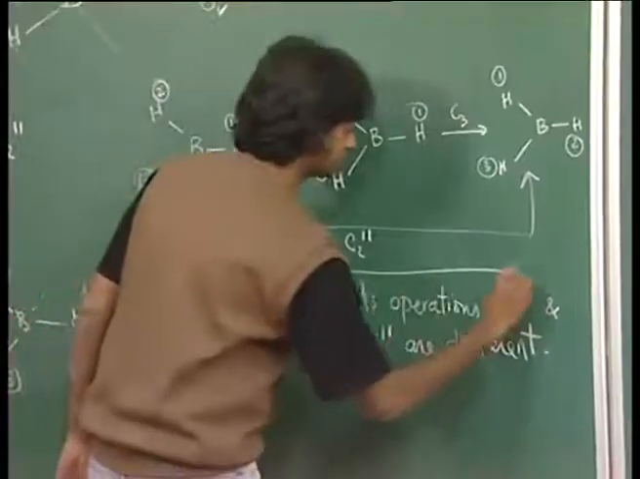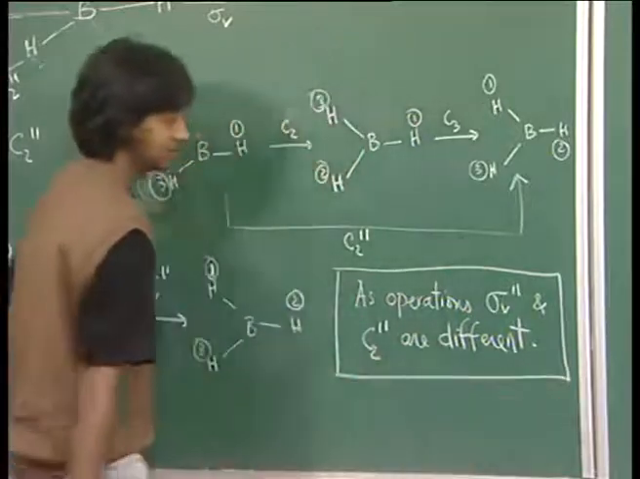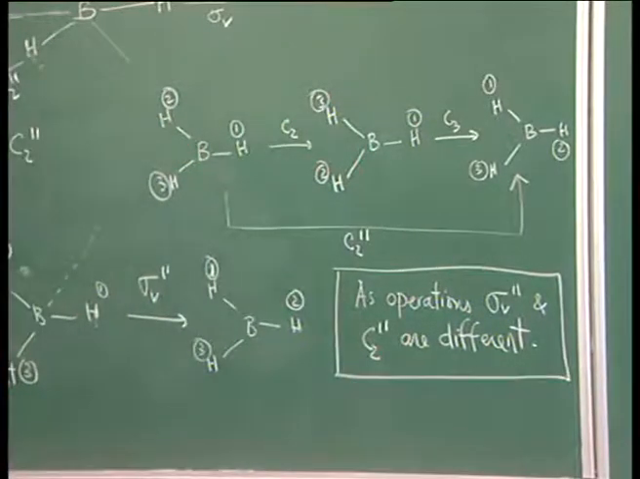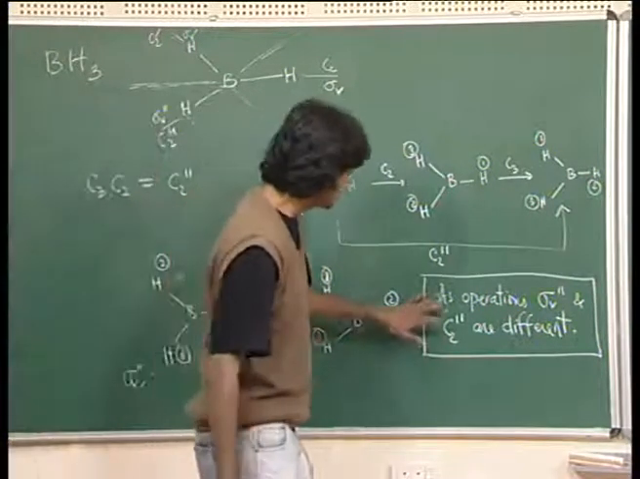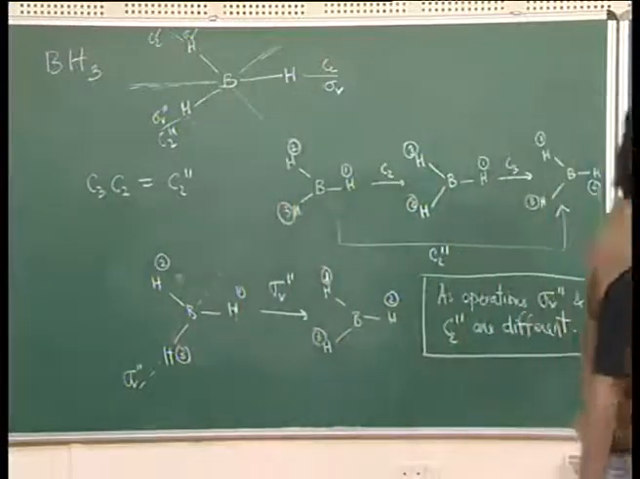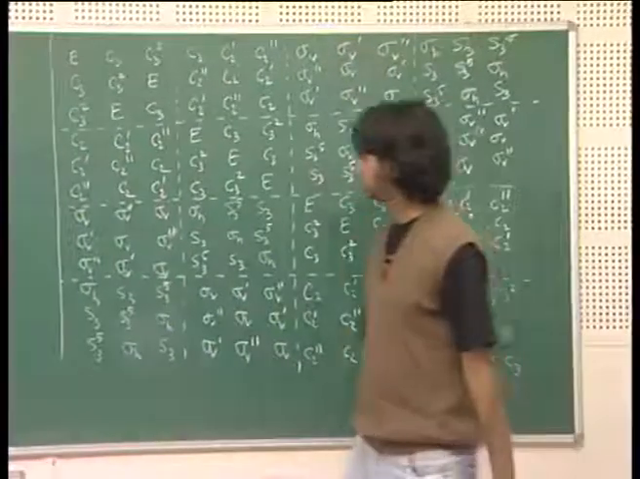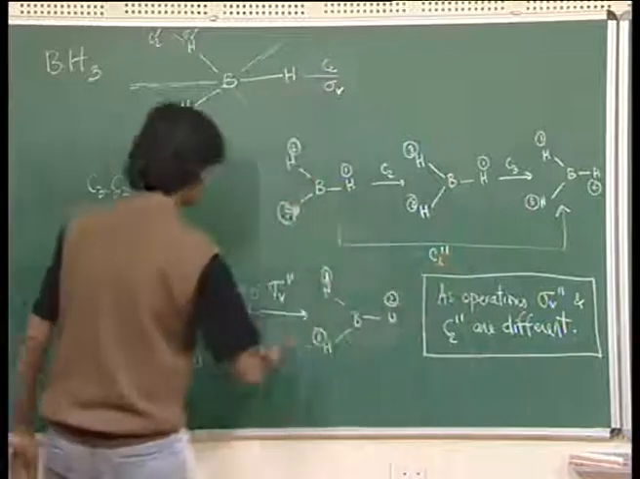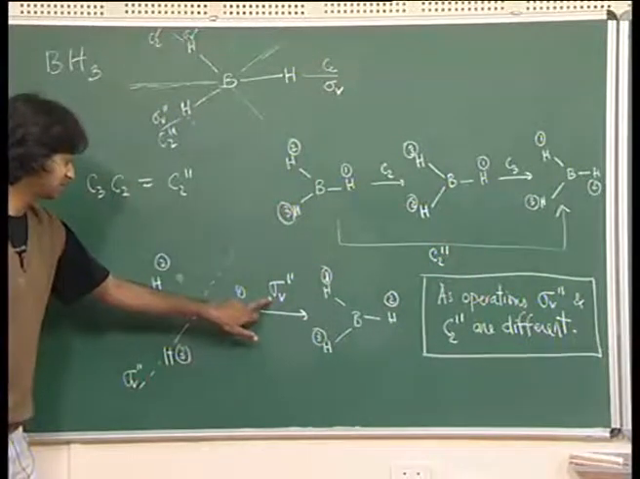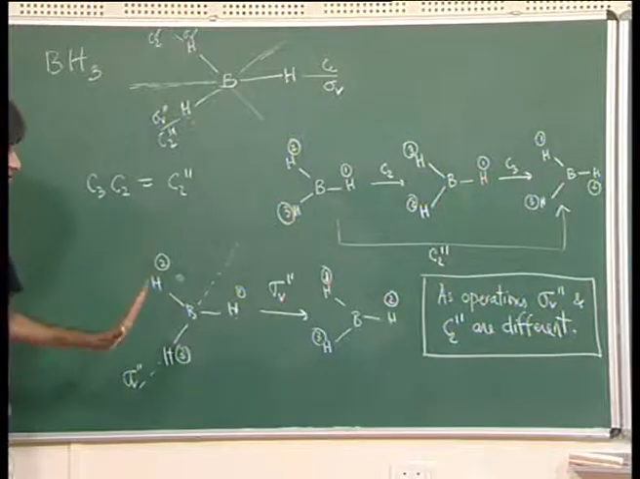But as operations, these two are different, and this is a very important thing to keep in mind when you are making the multiplication table for any set of operations. When you are doing the multiplication table, you are writing the product of operations, not the net effect. The net effect of these two operations can be thought of as either a C2 double prime or as a sigma v double prime, because they have the same effect on this molecule. But as operations, these two are different.